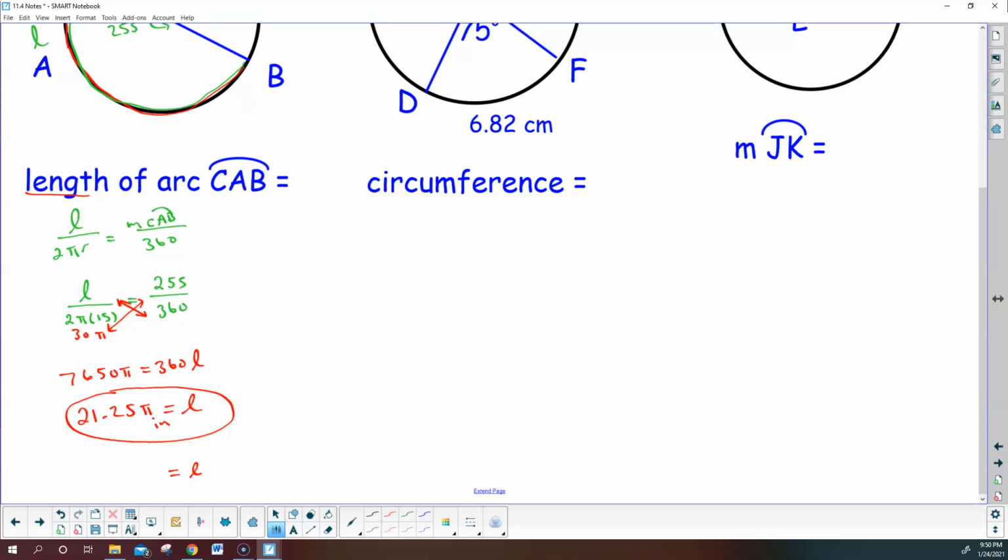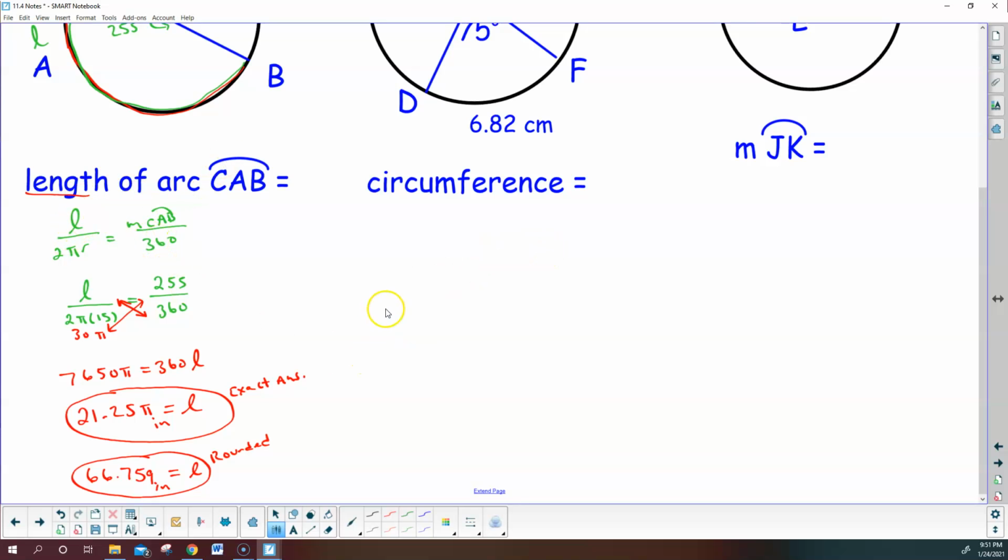Well, what if I find the rounded answer? So I'm going to do 21.25 times pi, and that would be 66.759 inches. Okay. So we might ask you to find the exact answer or the rounded. You should be prepared to do either one. Exact just means leave pi out of it until your final answer and write pi in. Okay, so that's the very straightforward way. Find the length of the arc.